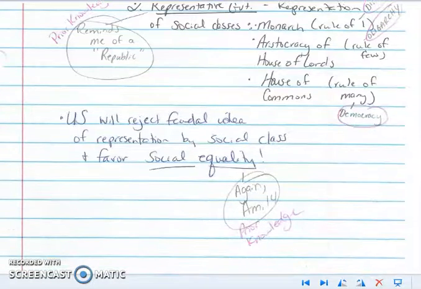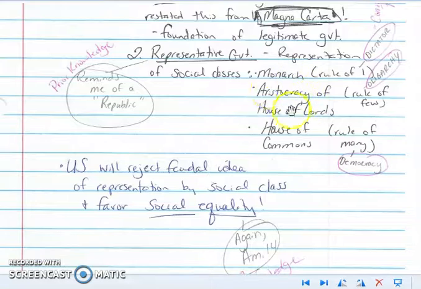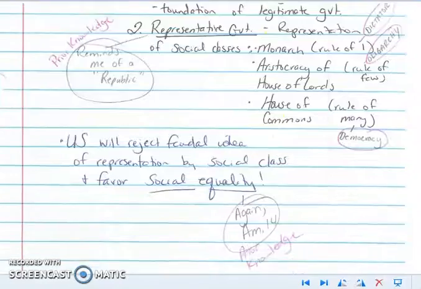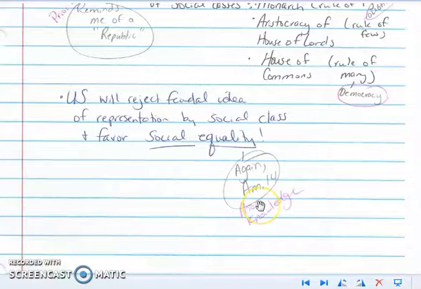But one thing that the U.S. did differently, and so things that are different, that are big changes or causation, all of those things should be made note of in your notes. Those are your big picture items. The United States rejected that feudal idea of representation by social classes, which are here, monarch, aristocracy of the House of Lords and the House of Commons, and favored social equality, and again reminded me of Amendment 14, and yeah, you can say it out loud, equal protection under the law. So that brings in again prior knowledge.